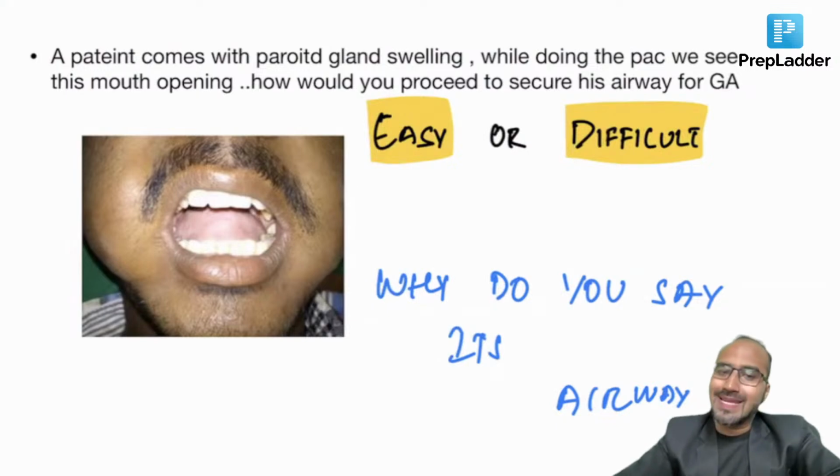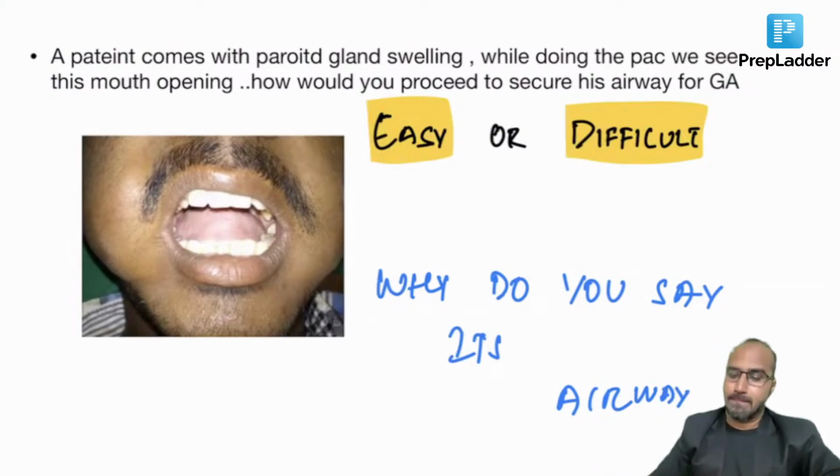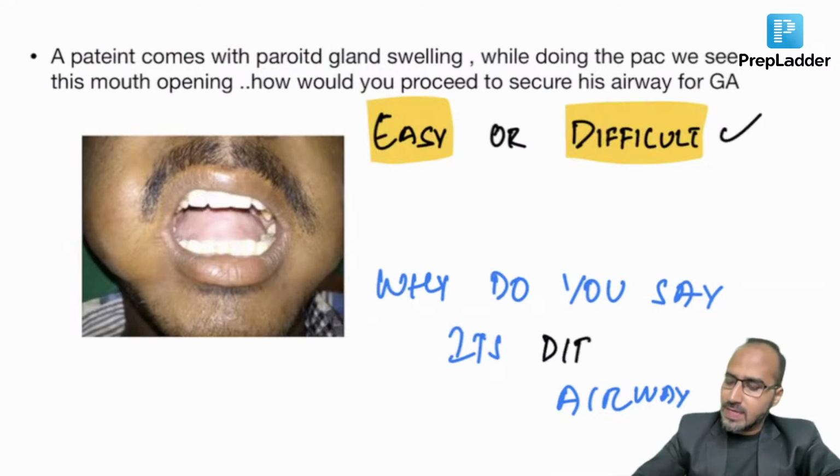Now, guys, first of all, tell me, is it a case of easy or difficult airway? Come on, be fast. Is it a case of difficult or easy airway? By looking at the mouth opening, we can easily tell. Very good. It's a case of difficult airway. Now, how did you say that it's a case of difficult airway?